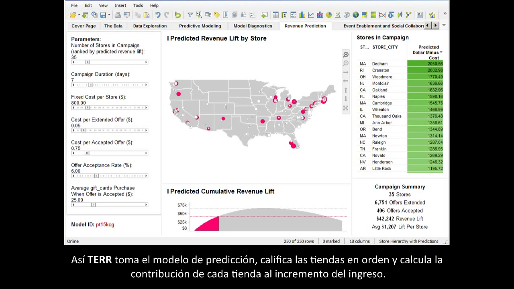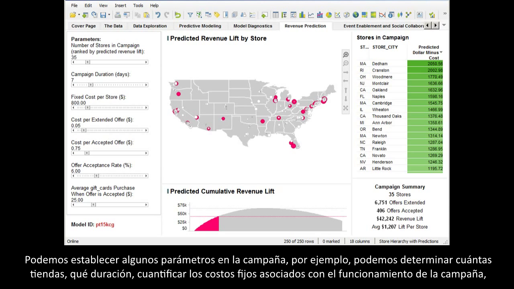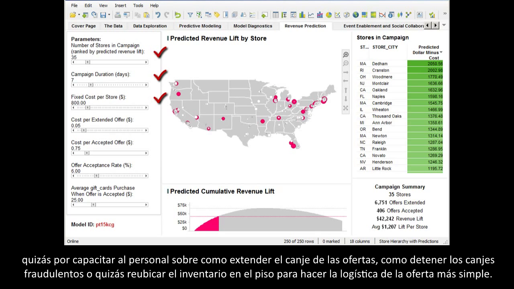revenue lift. We can set some parameters of the campaign. For instance, we can determine how many stores, what duration, quantify the fixed costs associated with running the campaign, perhaps for training staff on how to extend or redeem the offers, how to stop fraudulent or exploitative redemptions, or perhaps relocating inventory on the floor to make logistics of the offer simpler.